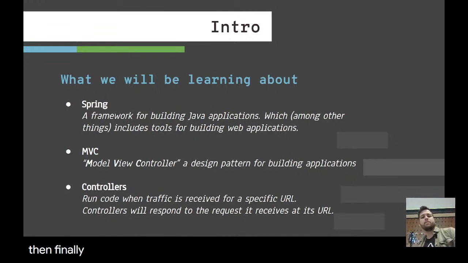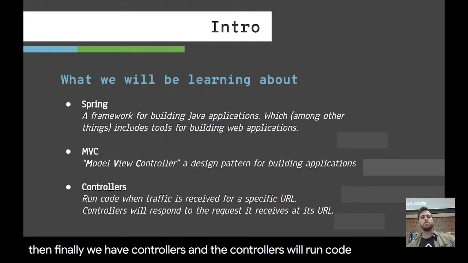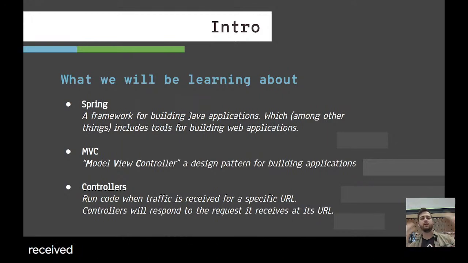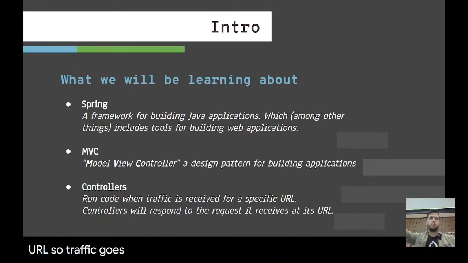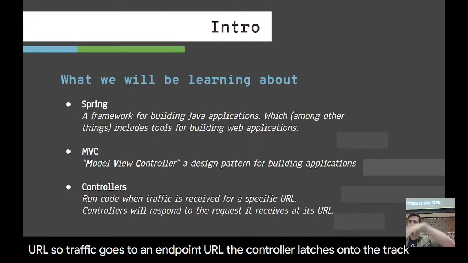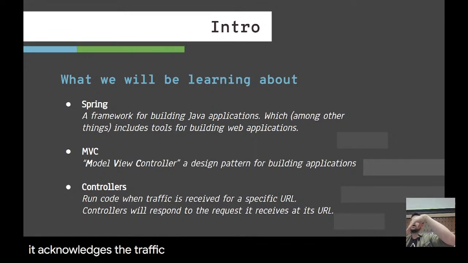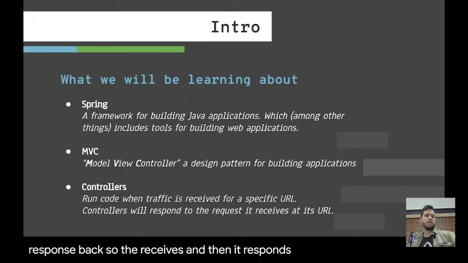And then finally, we have controllers, and controllers will run code when traffic is received at a specific URL. Controllers will respond to the request they receive at a URL. So traffic goes to an endpoint, a URL. The controller latches onto the traffic, I guess. It acknowledges the traffic. It might run some code, and then it will send a response back. So it receives, and then it responds.